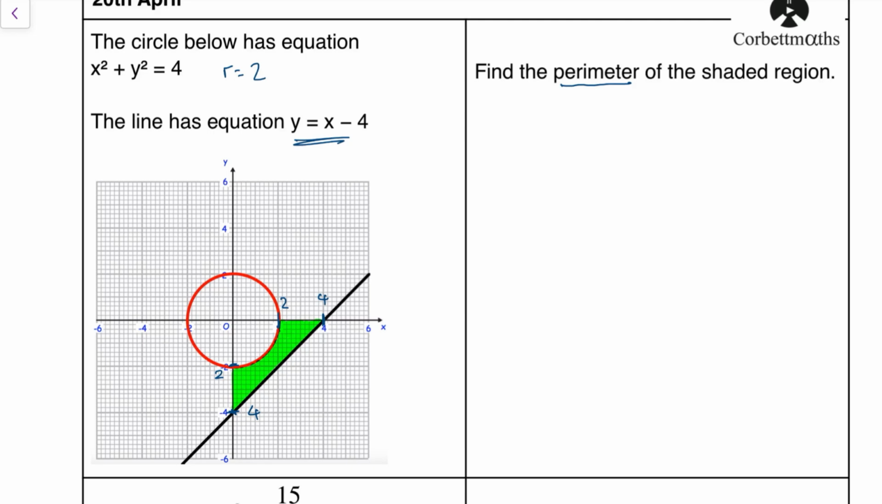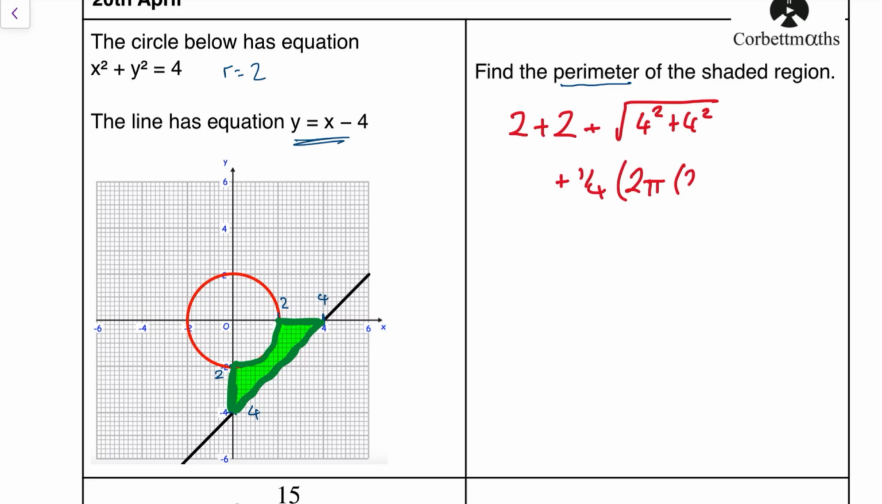Now the way I'm going to think about this question is I'm going to work out this bit here and this bit here. So that's easy, isn't it? Because the difference between 4 and 2 and 4 and 2 is 2. So I know I've got 2 plus 2 as part of my perimeter. Then this long bit here, well, that's okay, because this is just a big right angle triangle. So that's just going to be 4 squared plus 4 squared square rooted, because it's just Pythagoras for the diagonal part. And then, of course, the difficult bit is going to be the curvy bit here. Well, the curvy bit there is just a quarter of a circle, so it's just going to be a quarter of the circumference, which is 2 times pi times the radius, which we already know is 2.